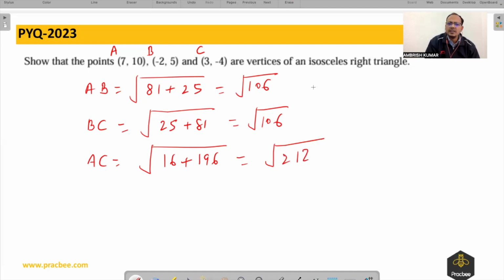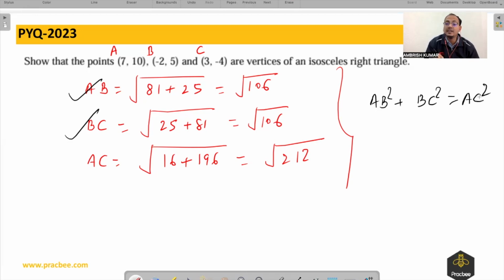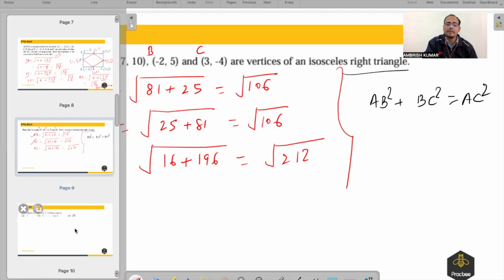Now see, there are two things. The first is AB equals BC. It means it's an isosceles triangle. Again, the Pythagoras theorem, AB square plus BC square equals AC square, is getting satisfied here, right? It means this will be a right angled triangle. So that's it. It's a right angled triangle and it's an isosceles triangle. Therefore, it's an isosceles right angled triangle, right?